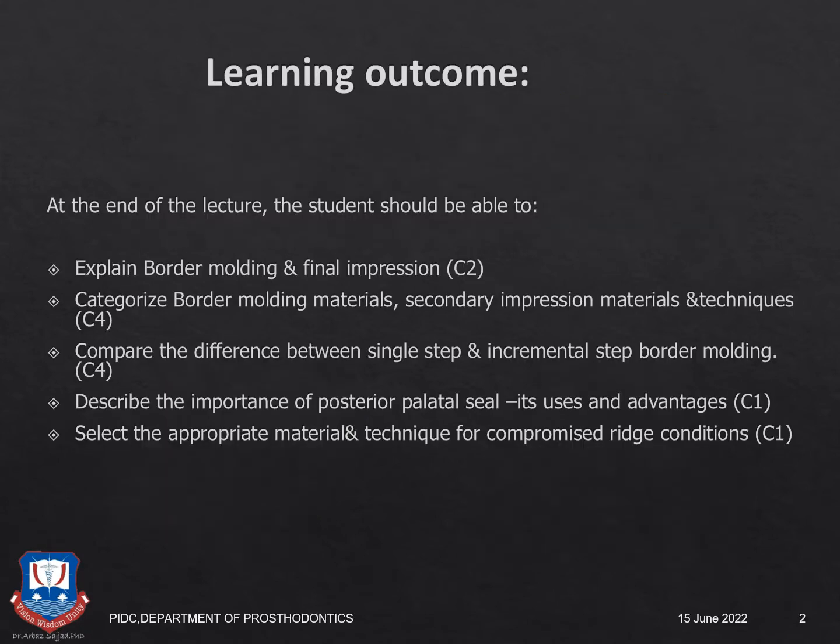Moving on to the learning objectives, you should be able to explain the border molding and final impression, what it is. You should be able to categorize the border molding materials, the secondary impression or final impression materials, as well as the techniques. You should be able to compare between a single step and incremental step border molding. And you should be able to describe the importance of posterior palatal seal. You should select the appropriate material and technique for the impression of compromised ridges such as flabby ridges, inflamed ridges, and ridges with undercuts, etc.